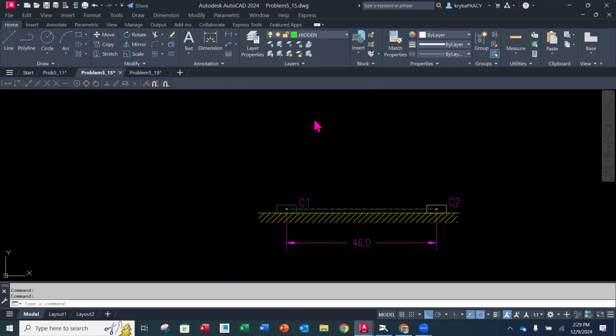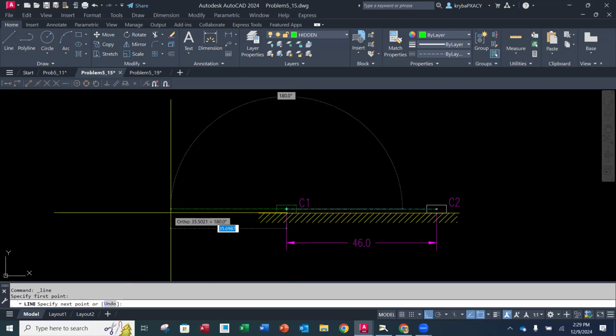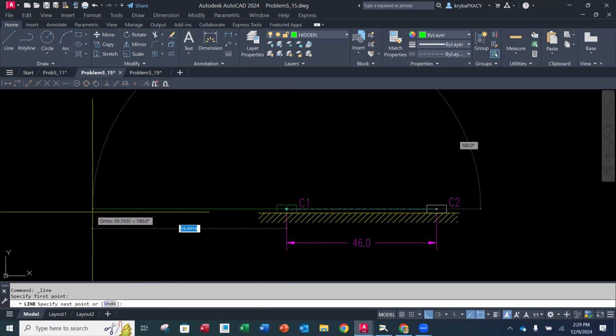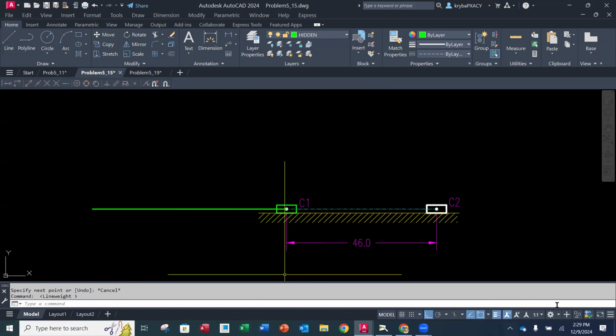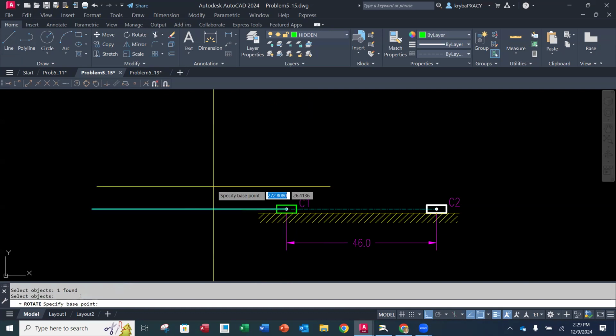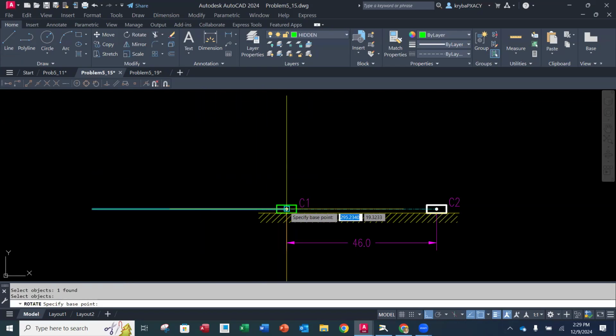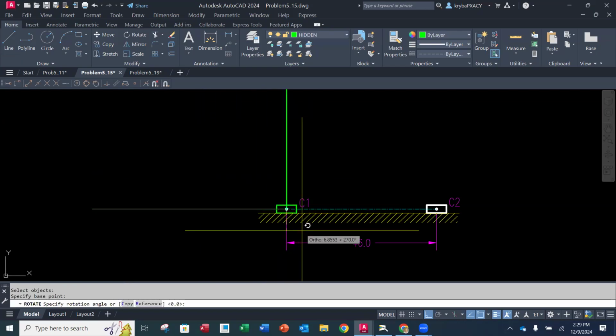So I'm going to change this to my hidden line. I'm going to grab my line here, center. I'm going to make a horizontal line, kind of long, okay? And then I'm going to rotate this, and I'm going to select my line. I'm going to rotate it, hit enter. The center of rotation is going to be right here.